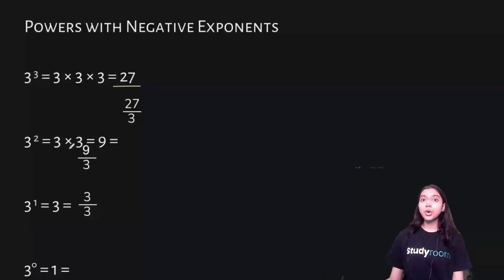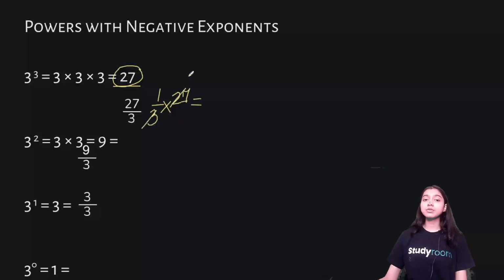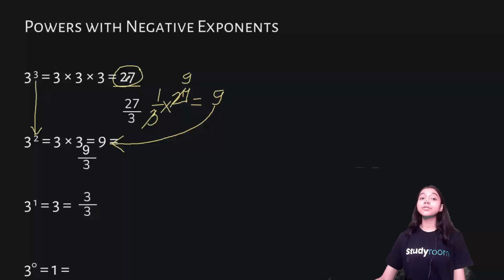Now let us observe what is the relationship between these exponents. In the previous one, we observed that whenever the exponent is decreasing by 1, the answer is becoming 1/10 of the previous one. Now what is happening over here? Let's observe. Here the answer is 27. When I am taking 1/3 of 27, I am getting 3 nine times. I am getting 9. And 9 is the answer for this second exponent. So we can say that whenever the value of exponent is decreasing by 1, it is becoming 1/3 of the value of the previous exponent.